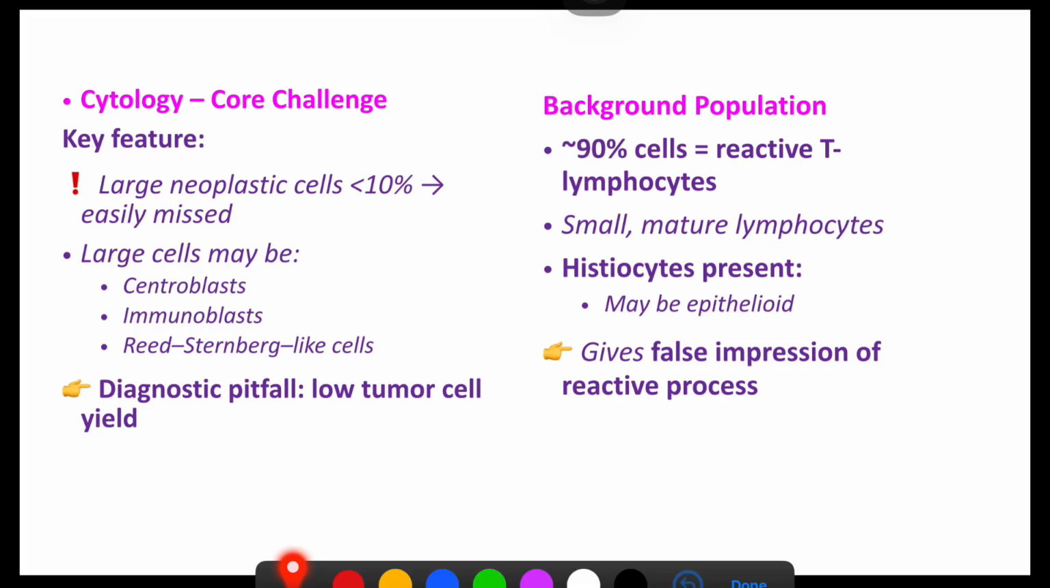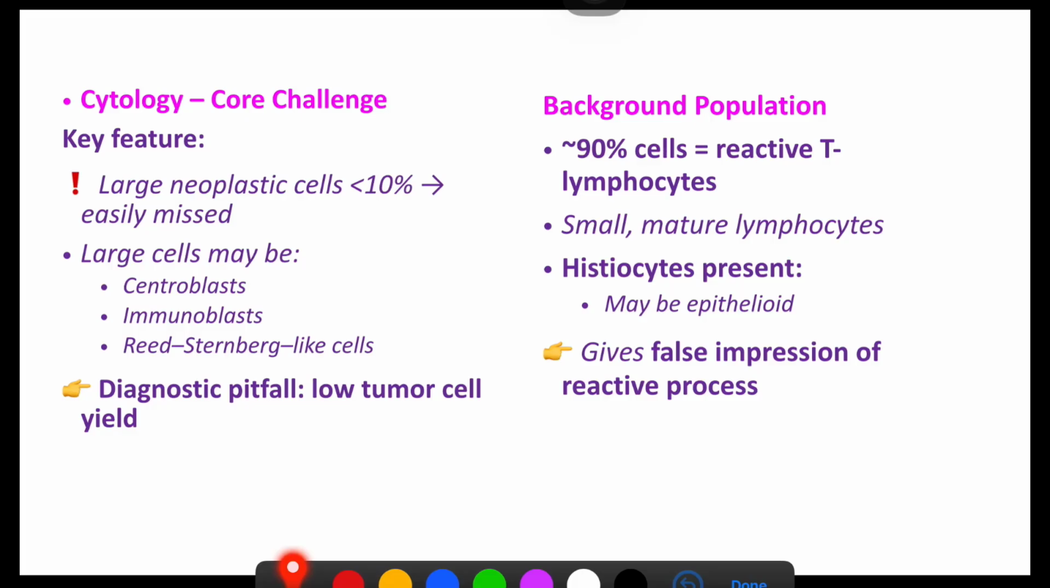And cytologically, here you will wonder why this category of DLBCL is included in this mononuclear cell pattern. But here the large neoplastic cells are generally less than 10%. So we can easily miss them. And the larger cell population may be centroblasts, immunoblasts or Reed-Sternberg like cells in this large neoplastic cell pattern.